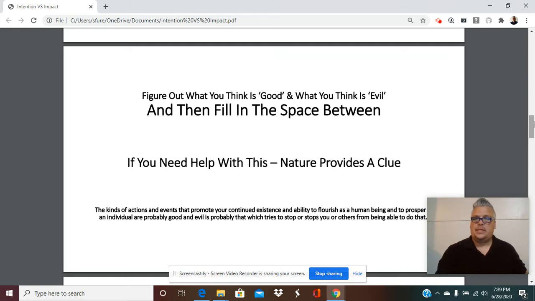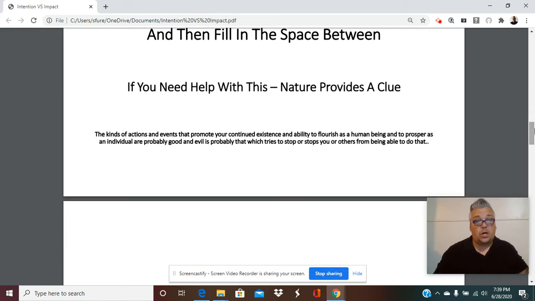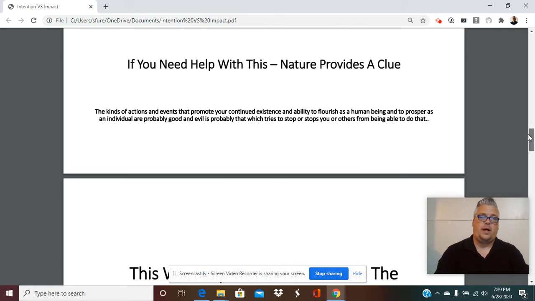If you need help with this, nature provides a clue. It's called you existing, right? As a human organism, a creature on the planet, just like everybody else that exists on the planet of different types of species. Typically, the kinds of actions and events that promote your continued existence are probably good. The kind that promote your ability to flourish as a human being and to prosper as an individual, they're probably good. Then evil is probably that which tries to stop, or does stop, you or others from being able to do those things, right? From being able to be well and flourish.